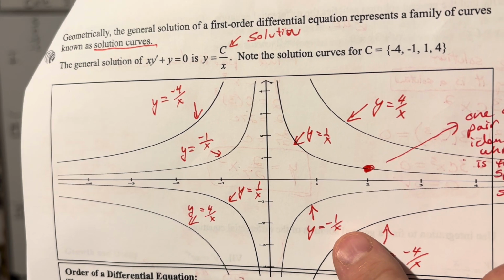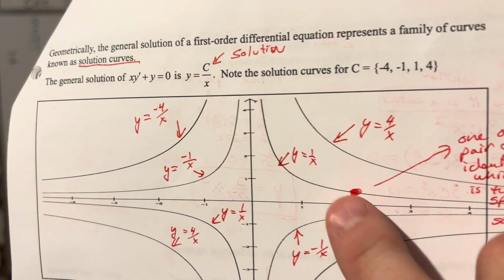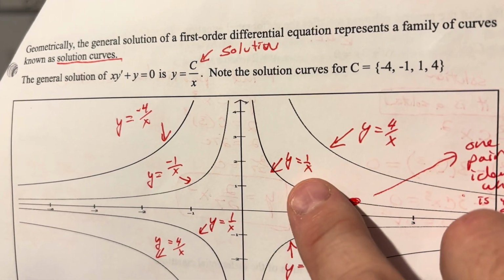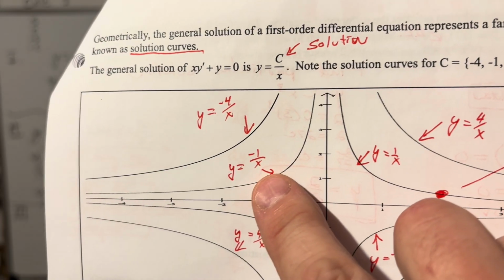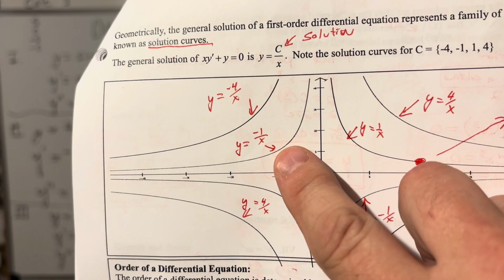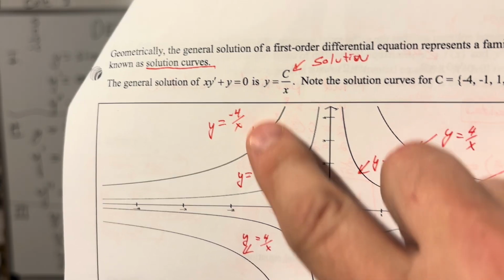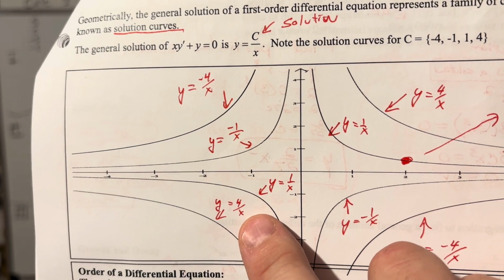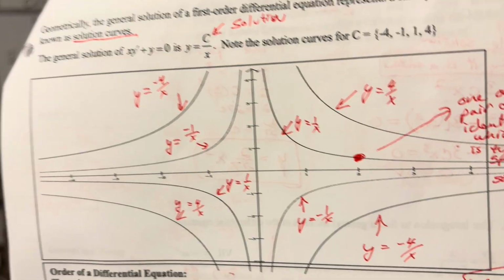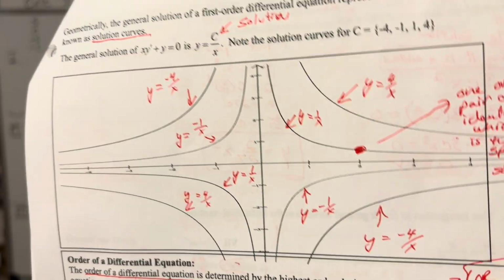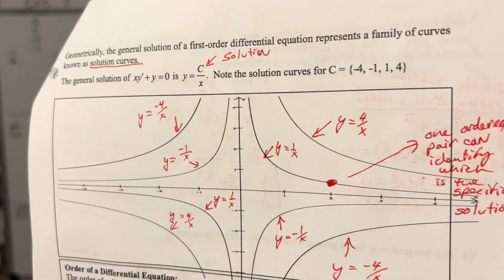That's y equals -1 over x. This is y equals 4 over x. That's y equals 1 over x. All right, so you get the general idea.